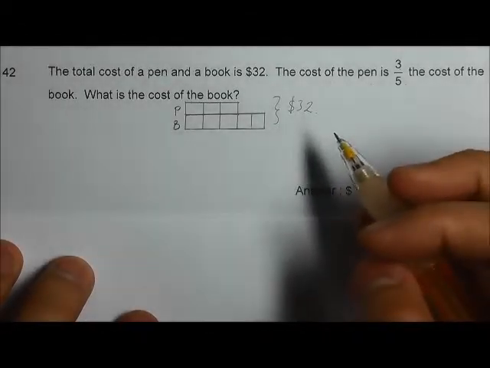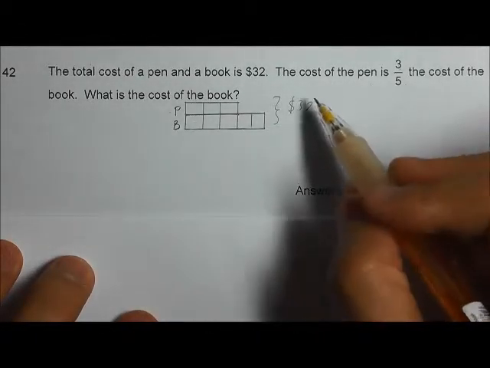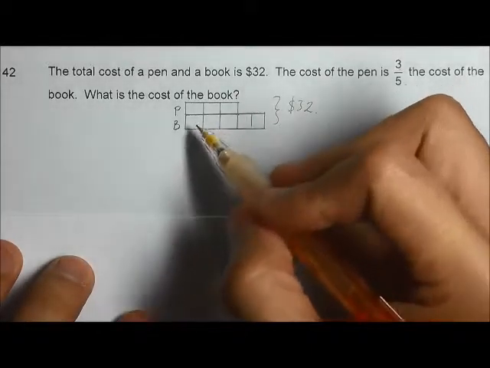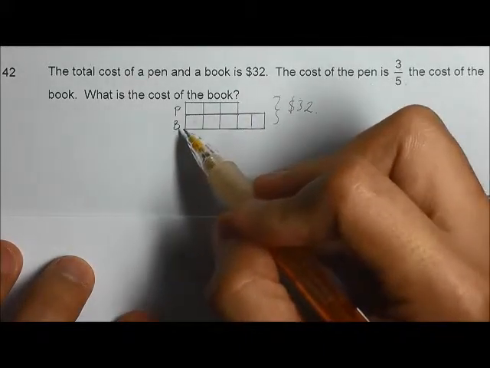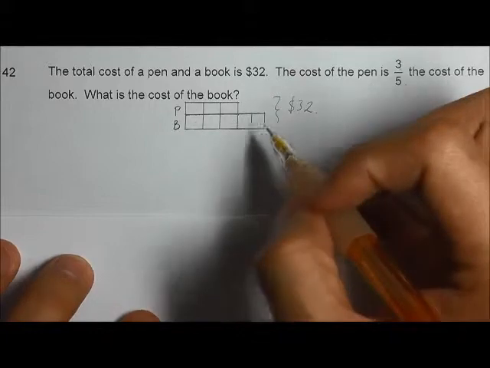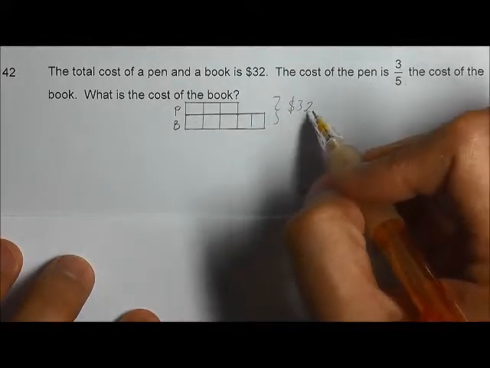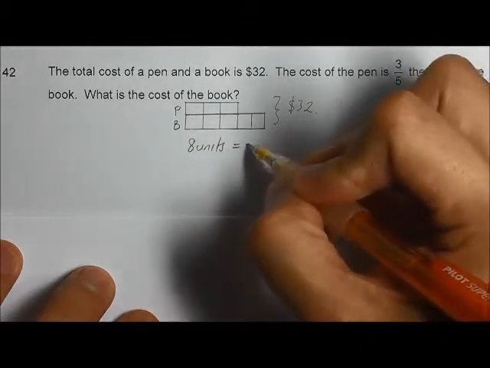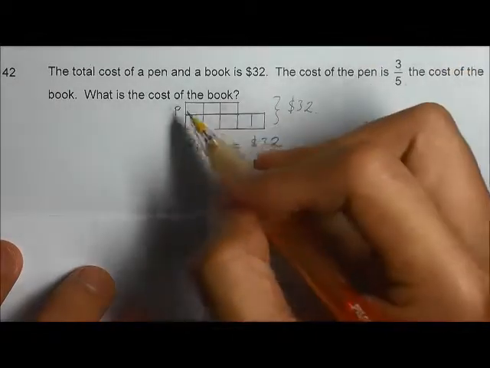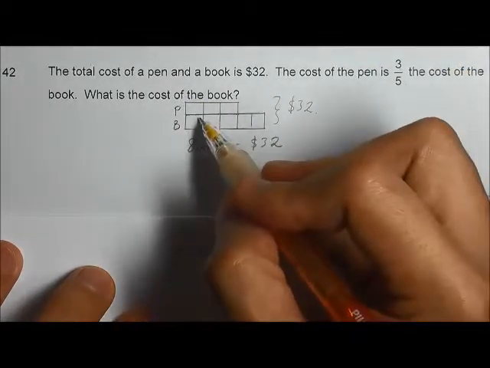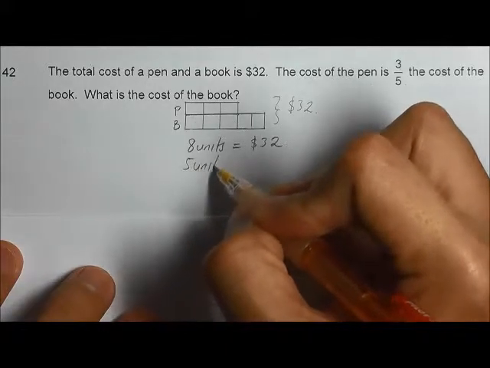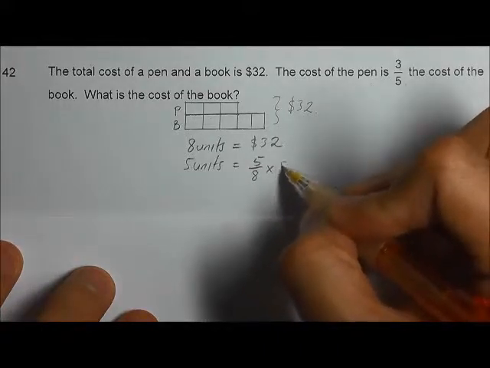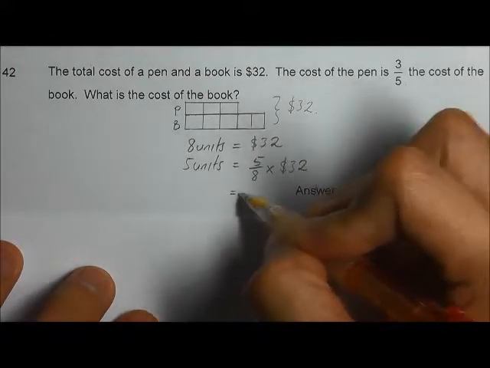We can use the model method to solve this question. So we know that the cost of the pen is 3 over 5 the cost of the book. So we can say that the pen is 3 units and the book is 5 units. So the total cost price will be $32. 8 units is equal to $32. So the cost of the book, which is 5 units, will be 5 divided by 8 times 32.